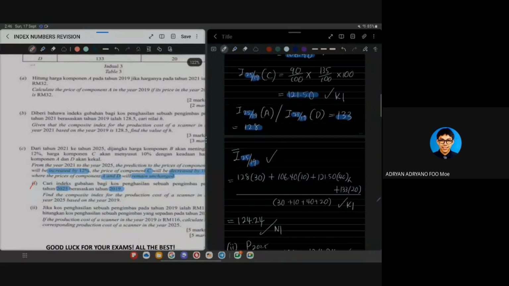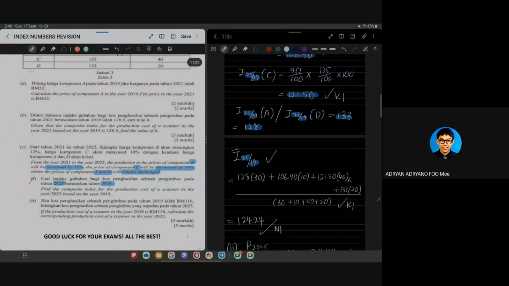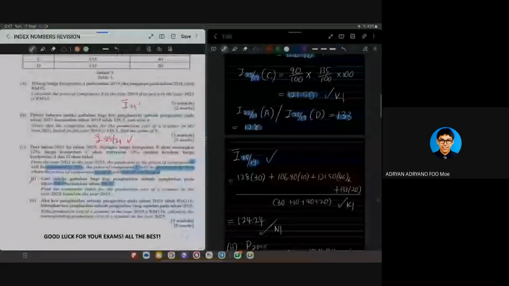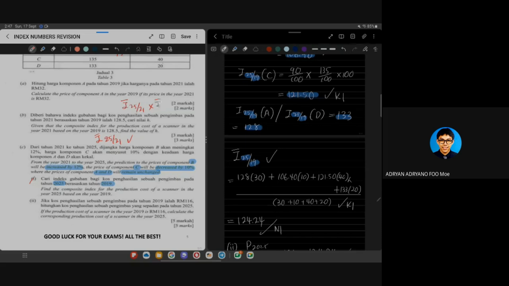Because usually when you see this question, you will say, oh teacher, I know I've got 2025 over 2021, I find this composite index first. And then I take composite index 25/21, times with the composite index of, let's say, 21/19. Can, teacher? The answer is cannot, because your answer would be different. It's not a little, it's considered a lot in index numbers, you will get 124.9. So it's not correct. You must use this method because now we know that different materials have different increases and decreases in percentage.